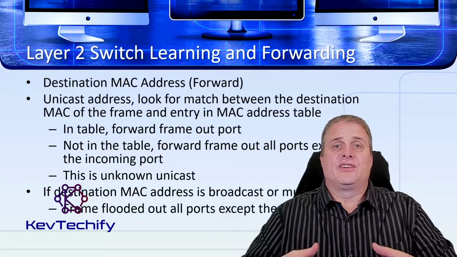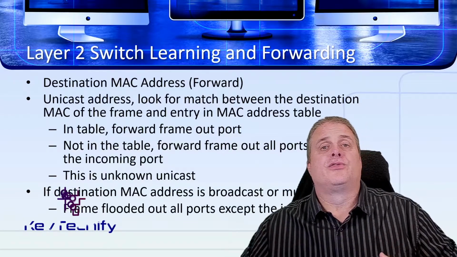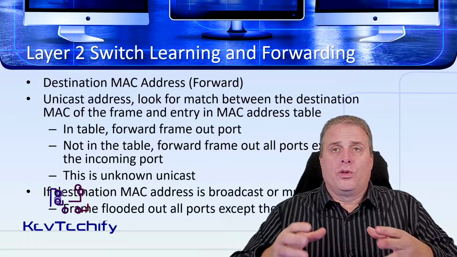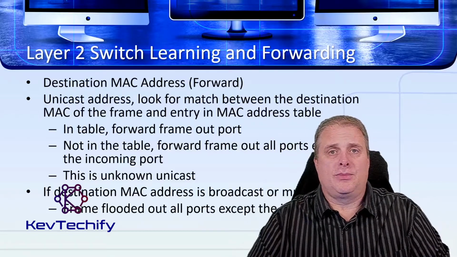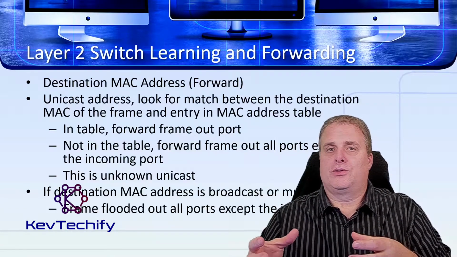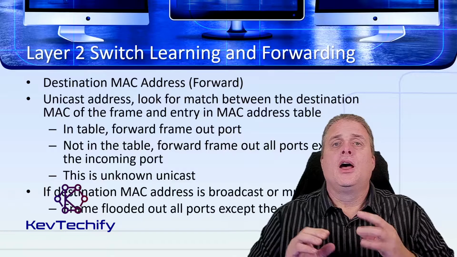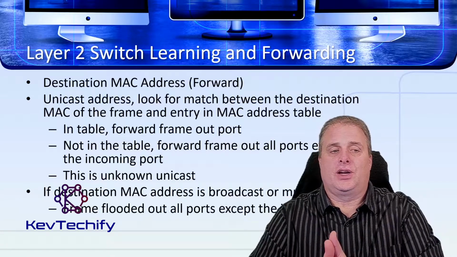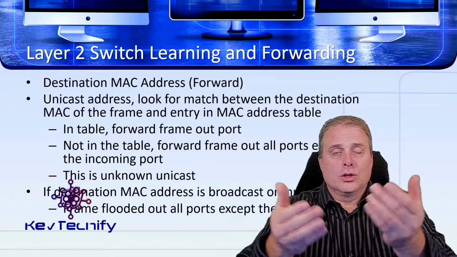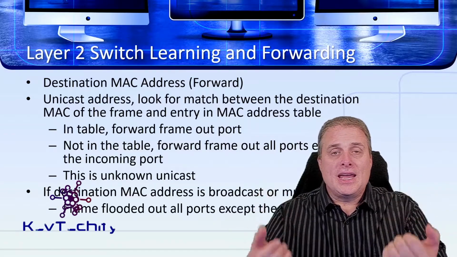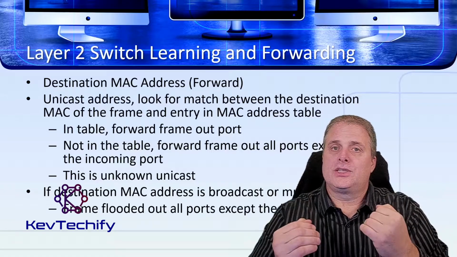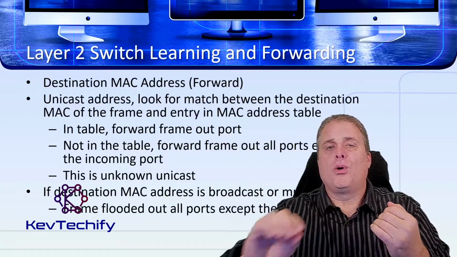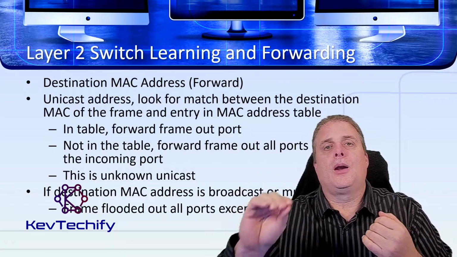When a switch gets a frame in, it now has to forward it out. If the forwarding out is to a unicast MAC address, not a special MAC address that represents a multicast or a broadcast, but it goes to a single device, it looks in its MAC address table. If this destination MAC address is in the MAC address table, we then forward it out the port that we have stored in our MAC address table.